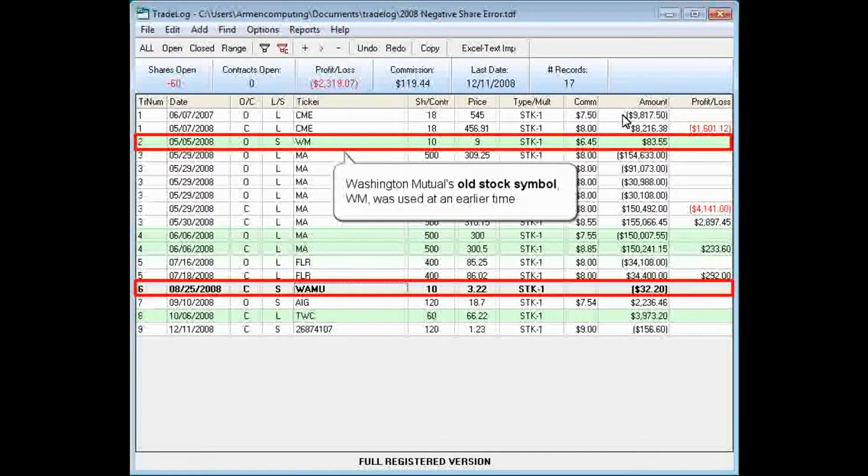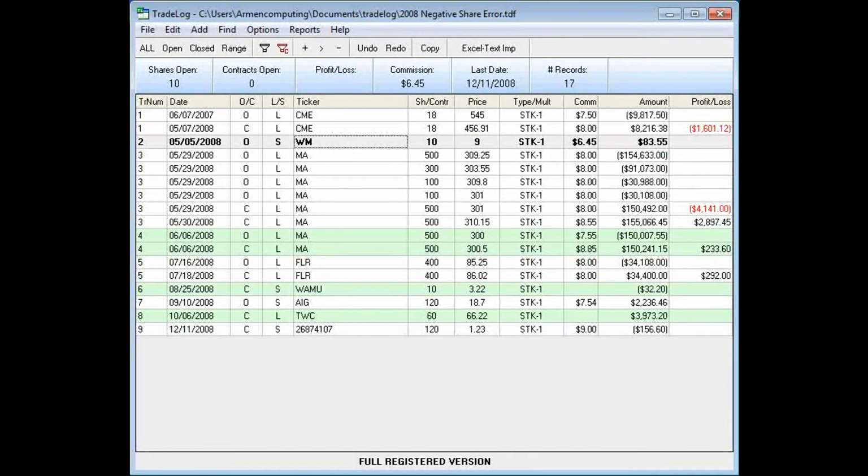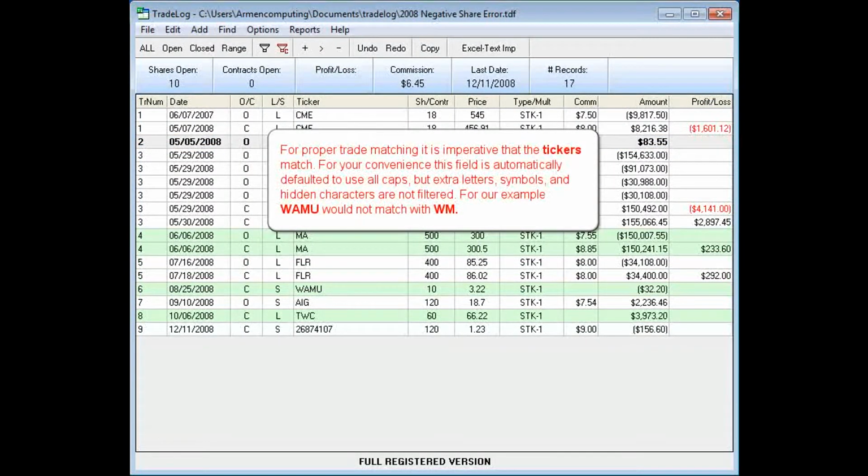Washington Mutual's old stock symbol, WM, was used at an earlier time. For proper trade matching, it is imperative that the tickers match. For your convenience, this field is automatically defaulted to use all caps. But extra letters, symbols, and hidden characters are not filtered. For our example, WAMU would not match with WM.